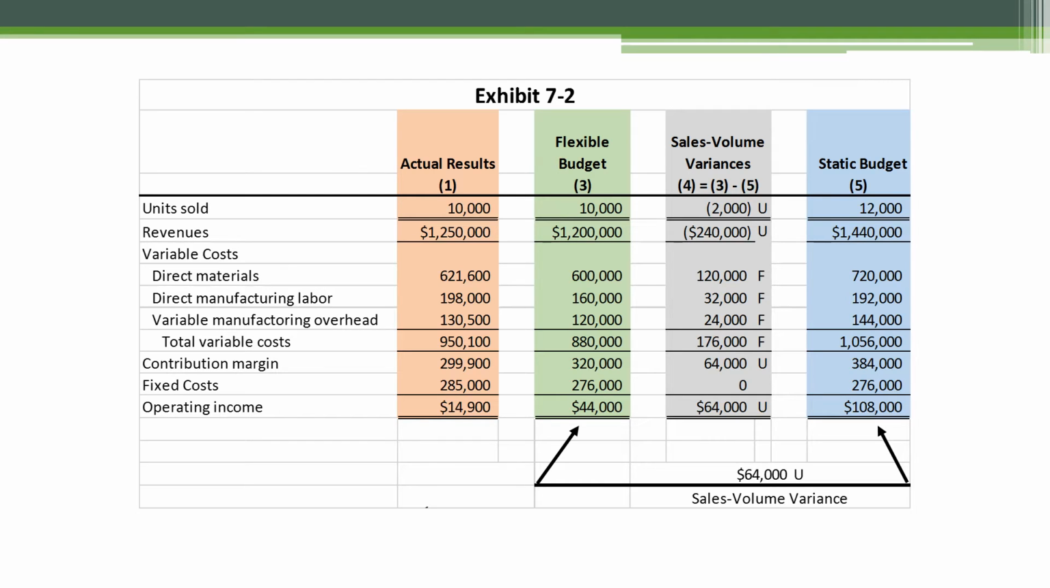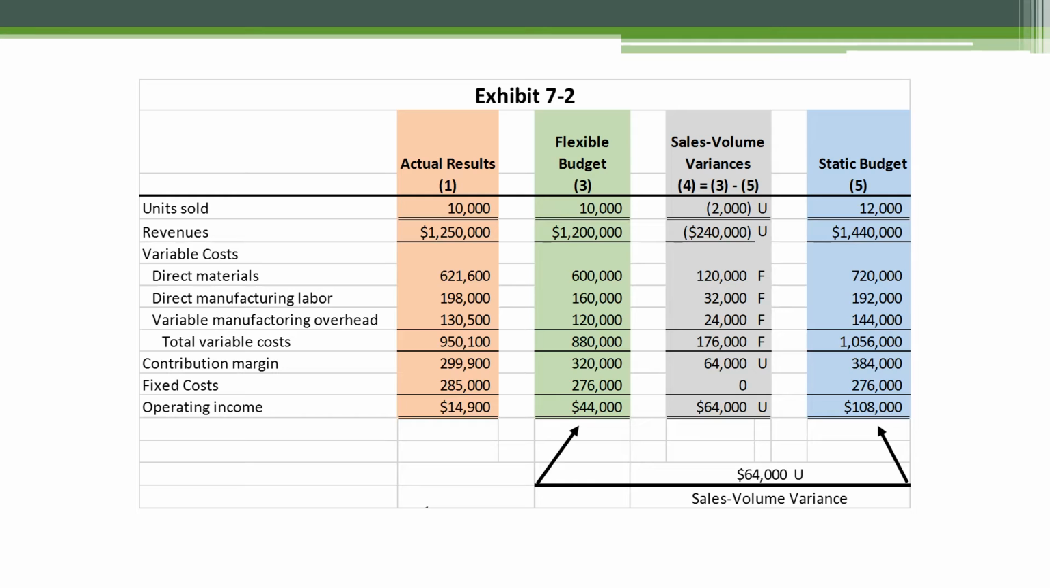We already know that we have a $240,000 unfavorable variance. That was calculated on the previous slide for our revenues. Now, because we actually sold fewer jackets and we're using the budgeted amounts from the static budget, this means that our variable costs are probably going to be favorable. We sold fewer jackets and we used the same cost numbers. So our costs are going to be lower. So let's work our way through them.